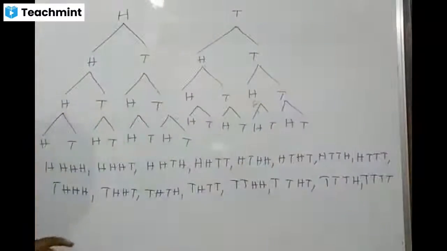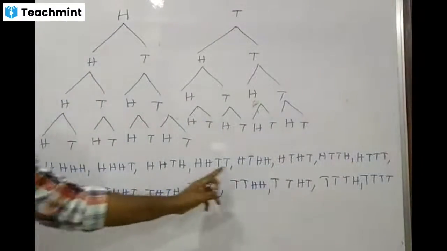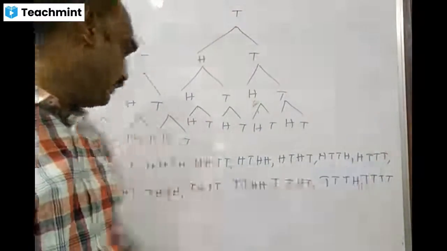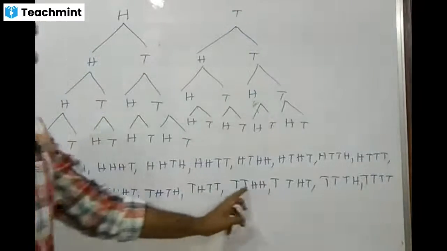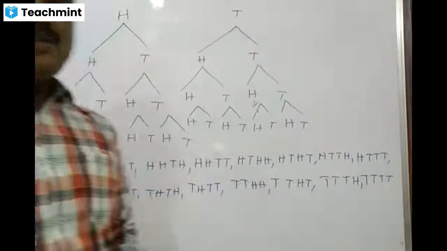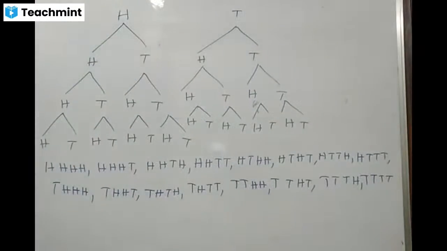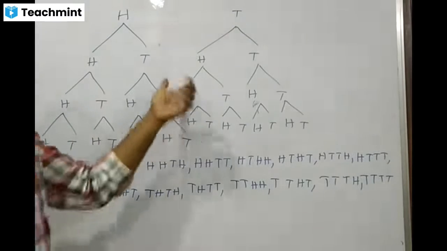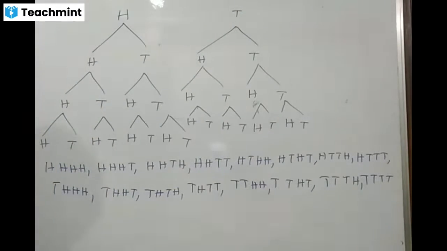So the total possibilities are 1, 2, 3, 4, 5, 6, 7, 8, 9, 10, 11, 12, 13, 14, 15, 16. Friends, when a coin is tossed 4 times, the total possibilities are 2 power 4, which is 16. These are the total possibilities, friends. Next.